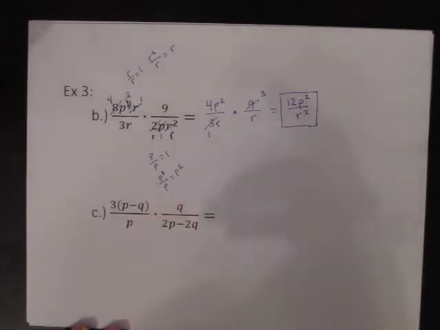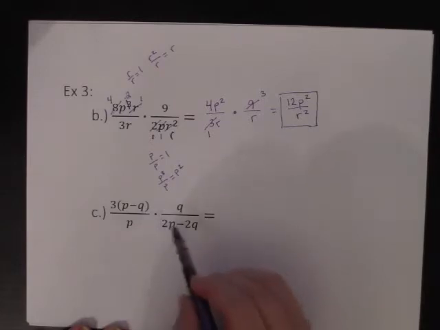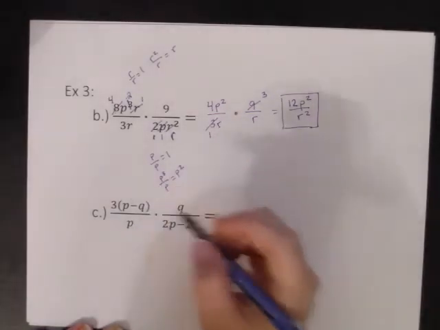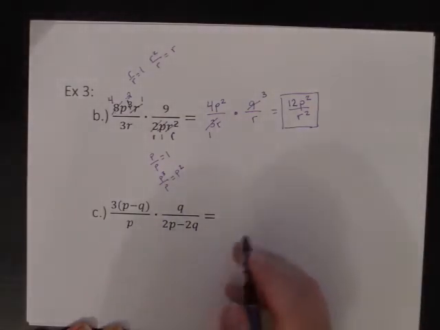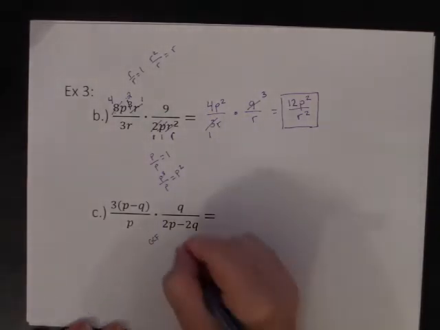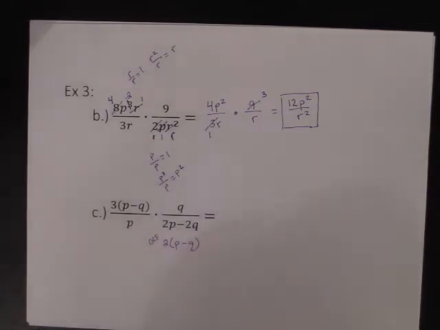Okay, now we're gonna do step 1. We're gonna factor a little bit. So I've got 3 times p minus q over p times q over 2p minus 2q. So the first thing I do is I gotta look to factor because I have some binomials. This one is already factored for us. This one is not. If I have 2p minus 2q, I can do a GCF, and what I can pull out is a 2. So if I pull out a 2, I'm left with p minus q times 2.